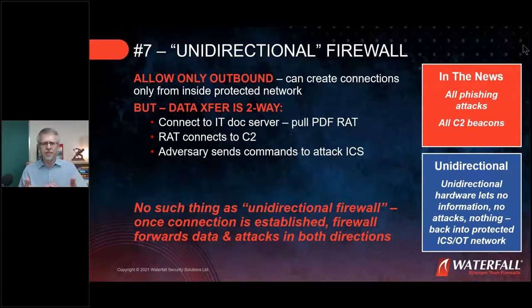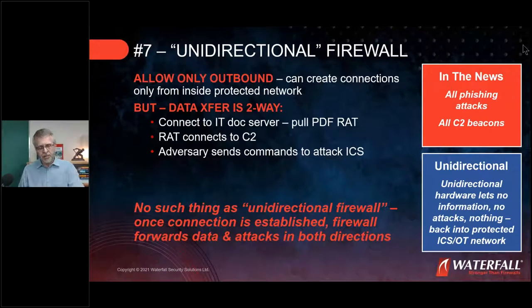What are the rest of the rules? Most of them talk about who is allowed to open the connection. If you look at the rules and they say allow out, allow out, allow out, allow nothing back in, they're allowing you to open the connection out. But once the connection's established, packets can go both ways. This is how RATs work. They work through these allegedly unidirectional firewalls.